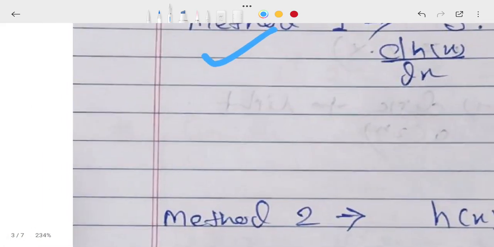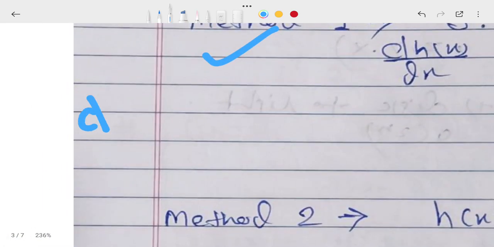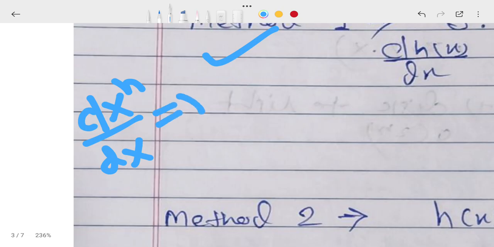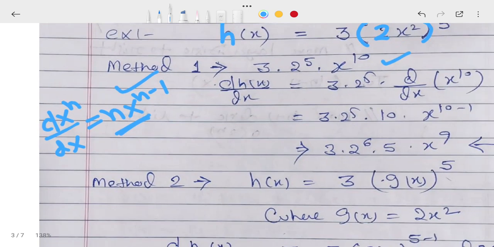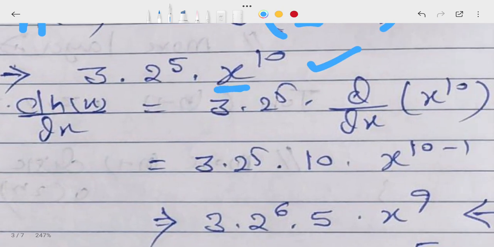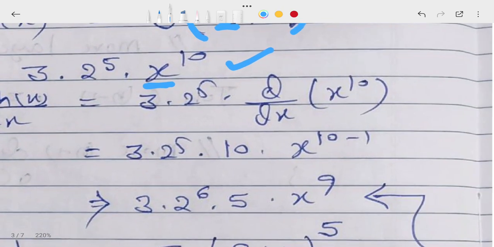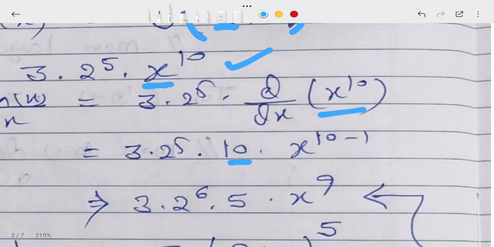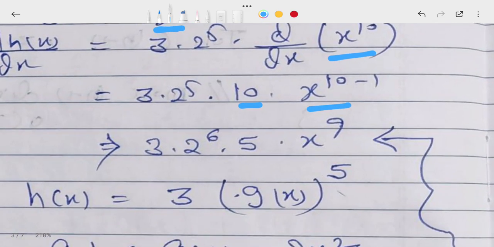You already know, d x^n by dx is equal to n x^(n-1). Means if you want to differentiate this x^n with respect to x, the value is equal to this. Same we are applying here. If you want to differentiate this x with respect to x, then this is n x^(n-1). So overall answer is equal to this one.